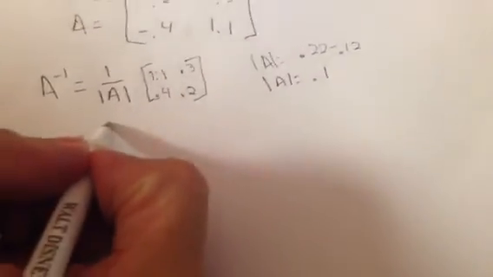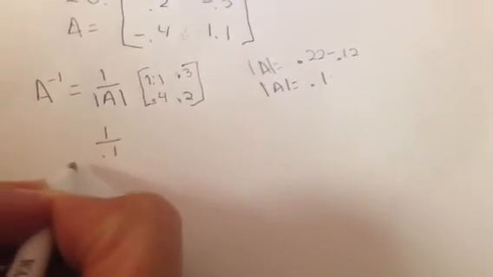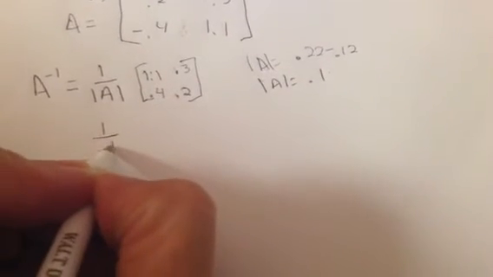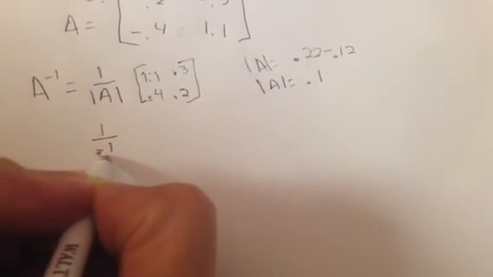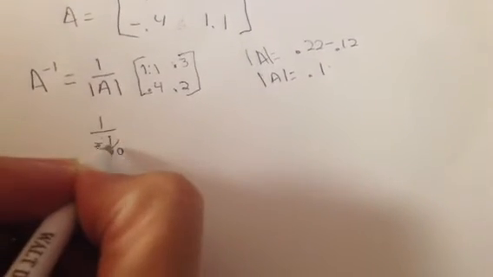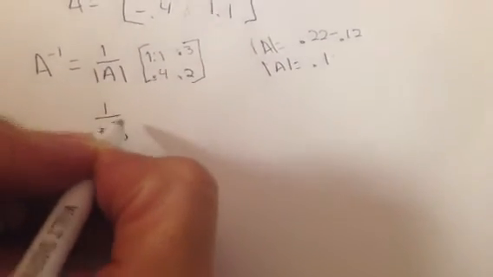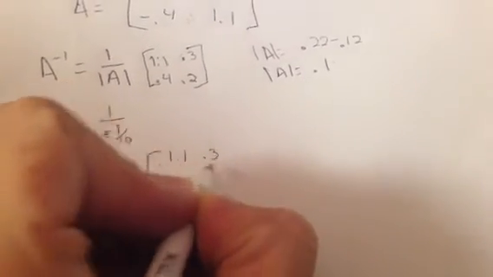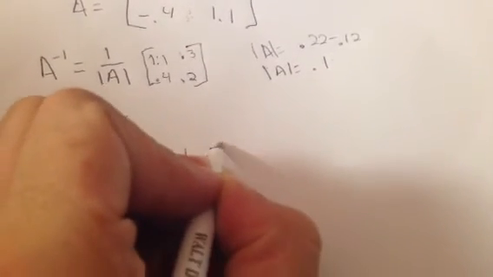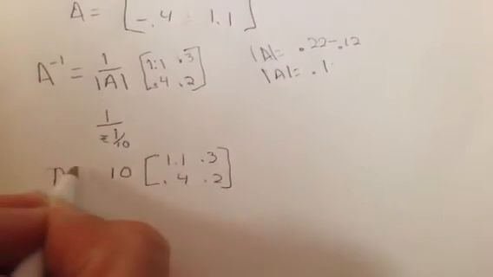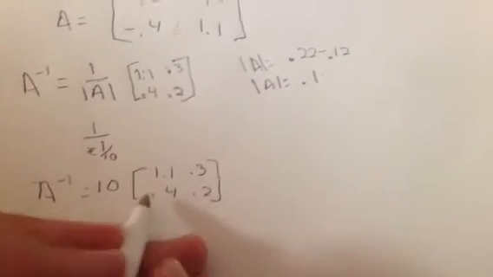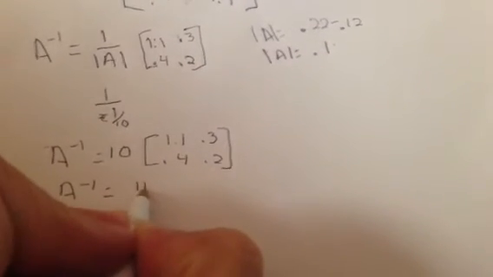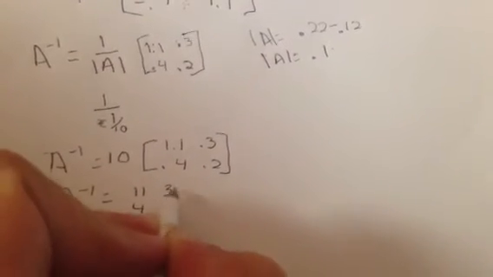Now, so we have 1 over 0.1, which is the same as 1 divided by 1/10. Since this is a fraction, we multiply by the reciprocal, which is 10, times 1.1, 0.3, 0.4, 0.2. In order to make sure we have the right inverse, we go ahead and multiply it in, so we have 11, 3, 4, 2.